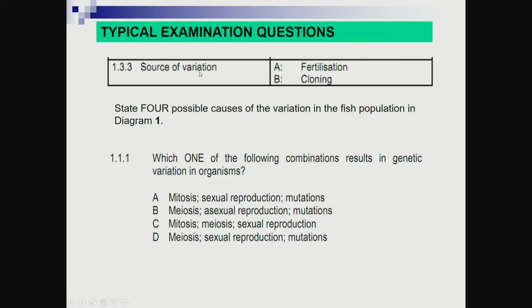Cloning is not a source of variation because it's an identical copy. The organism makes an identical copy there. Meiosis is also not a source of variation because the chromosome, the DNA is the same.